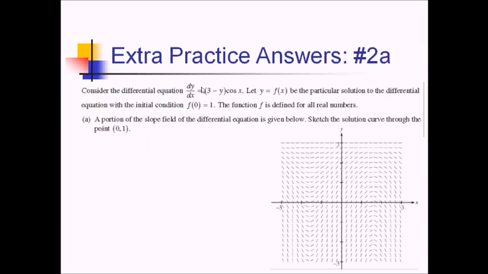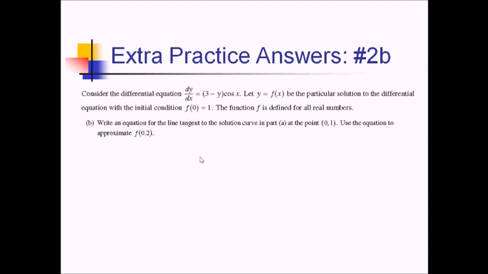On this problem, they're giving us this differential equation up here and some particular solution for it, f of x. They're saying a portion of the slope field for this is given below. We want to sketch the solution curve through the point 0, 1. Well, let's start by plotting the point 0, 1. It's right here. And I just have to draw a curve that goes through that and follows the tangent lines. So let me go to the right first. My curve's going to look something like this, following those tangent lines. And going to the left, we have something that looks roughly like this. There we go. And there it is.